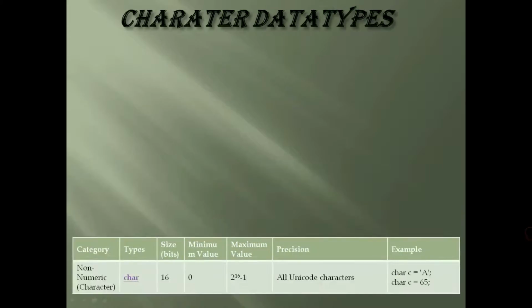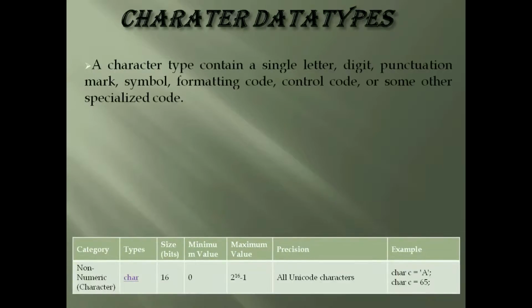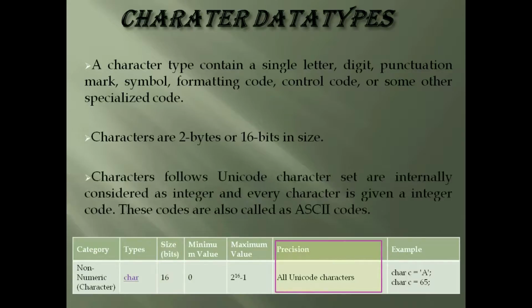Third one is character data type. A character type contains a single letter, digit, punctuation mark, symbol, formatting code, control code or some other specialized code. So these characters can be created using the keyword char and they are 2 bytes or 16 bits in size. Characters follow the Unicode character set, are internally considered as integers and every character is given an integer code. These codes are also called ASCII codes. Size, range and example we can see in this table.